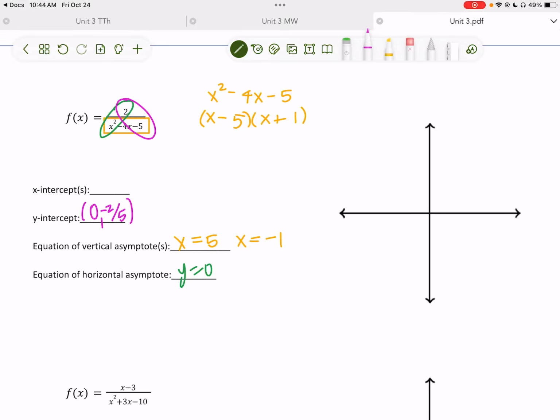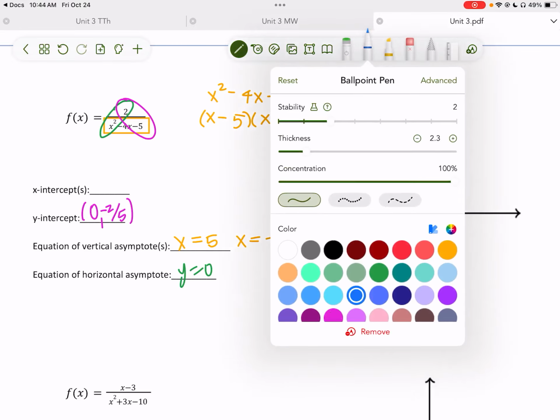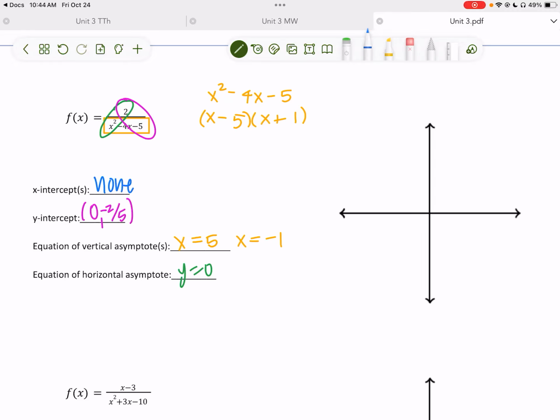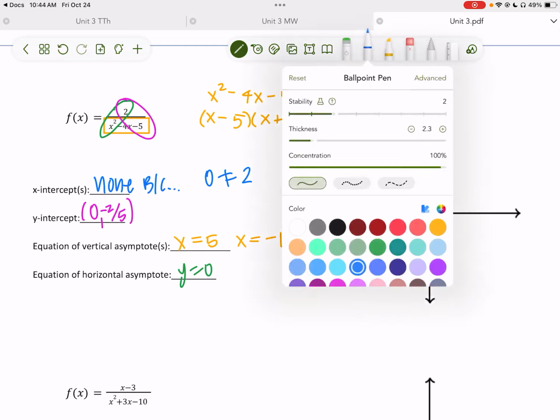Okay. My x-intercept doesn't exist. There is no x-intercept. Okay. Because there's no x to solve for. We can't set this equal to 0 because that doesn't exist, right? So there's no x-intercept, and that's okay. That can happen. That's allowed.